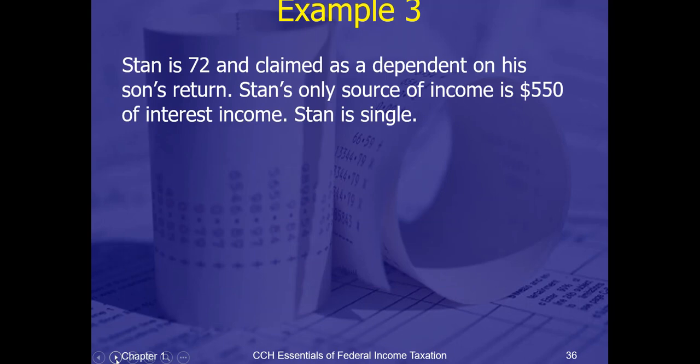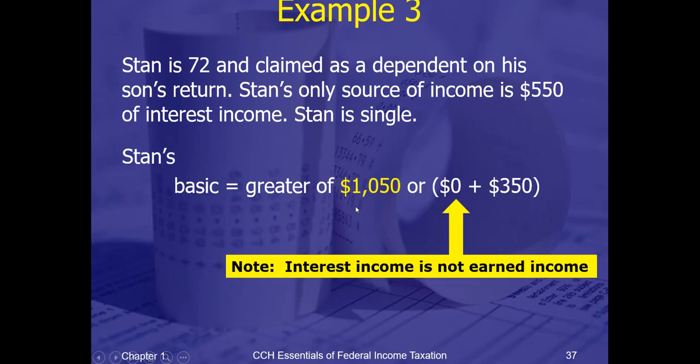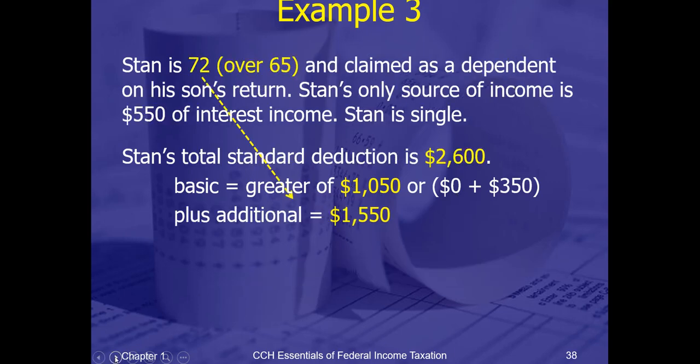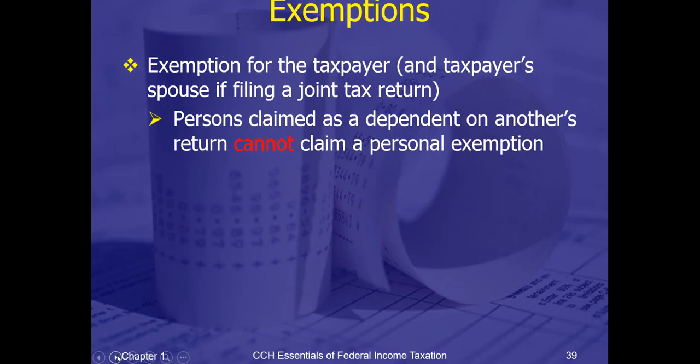72. Stan is a dependent on his son's return, $550. Okay, he has no earned income, so obviously the earned income amount is 0, and the $1,050 is the highest, so that would be his standard deduction. But he's also over 65, so you add that $1,550 for being older, and you get $2,600.